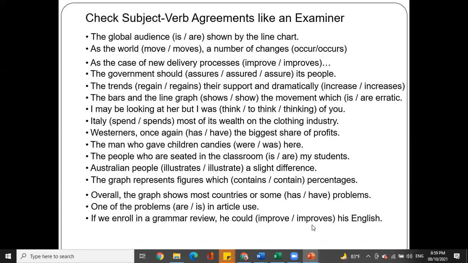If we enroll in a grammar review, he could improve his English. The subject is here, right? He could improve his English. No, base form. Yes, yes, improve. I'm so sorry. That's okay. That happens, it sometimes takes many exposures of the wrong rule, right?